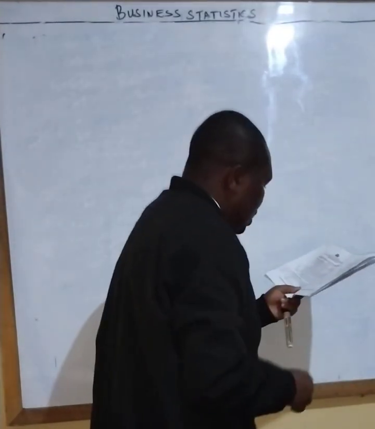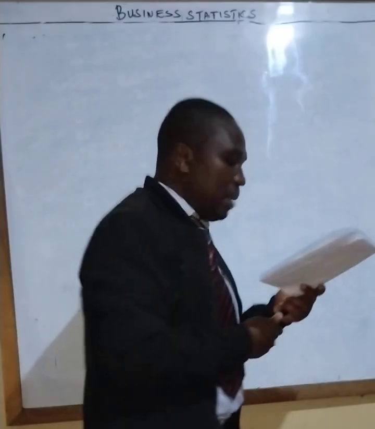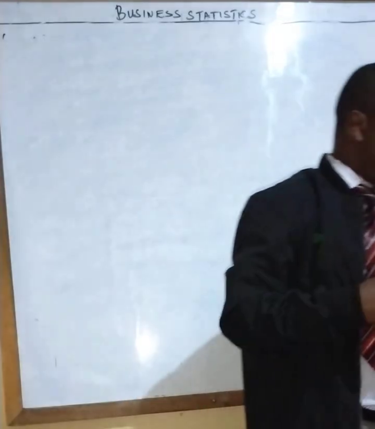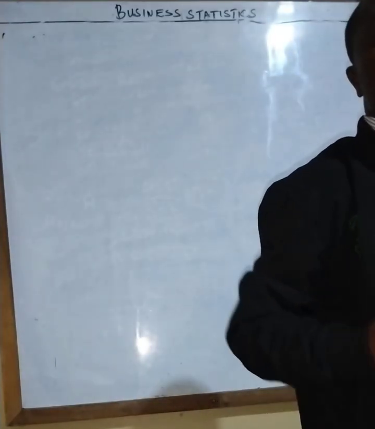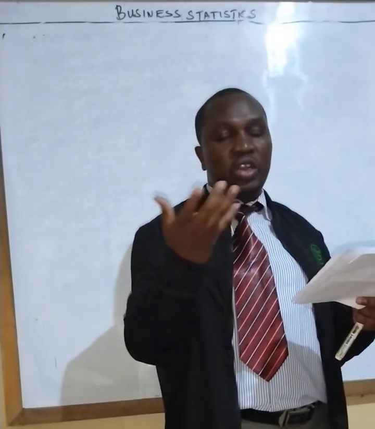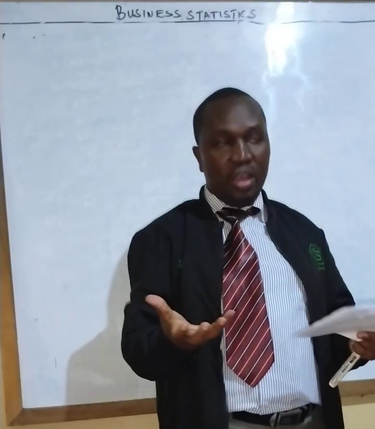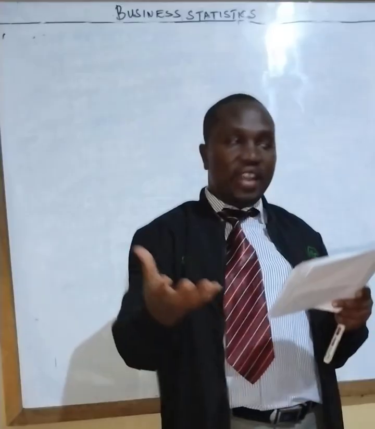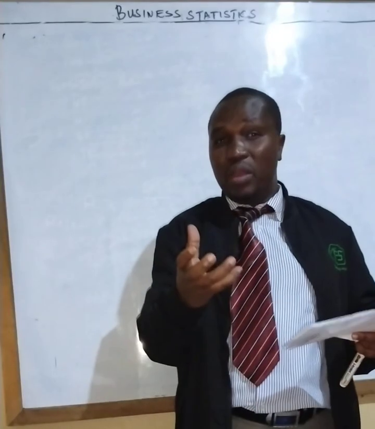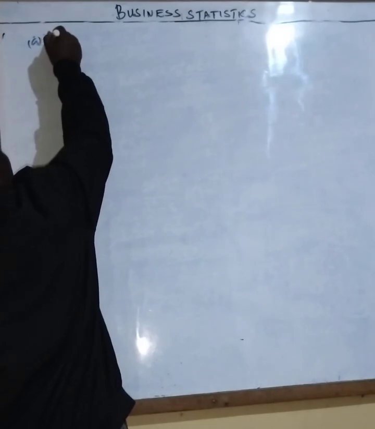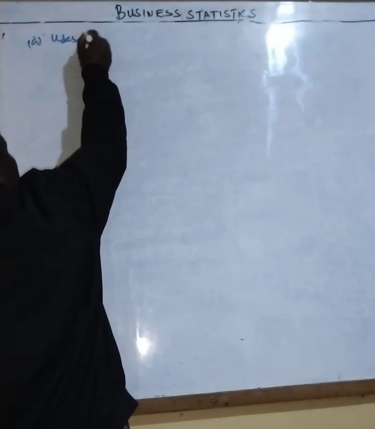Question 2 says A, discuss the uses of index numbers within the business organization. Index numbers are purely numbers that are mainly used to analyze the situation in an organization. Maybe you want to know how the price of a product or a commodity is behaving. We also want to know the total cost you are incurring for production of that particular commodity. So in this case, they want you to give the uses of index numbers.